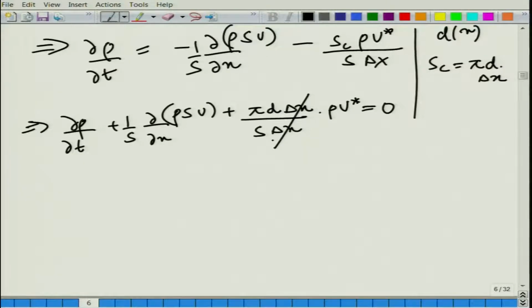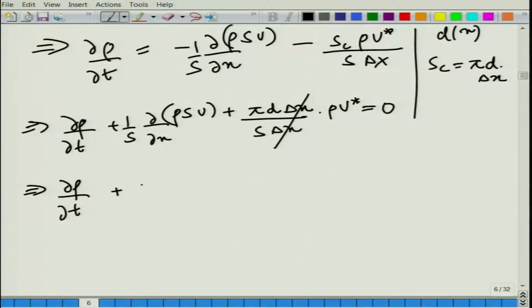So, this sort of goes away, delta x gets cancelled, and what you really get is del t of this. Now, we can assume that S is constant across the distance x along the axis. So, you can take S out.